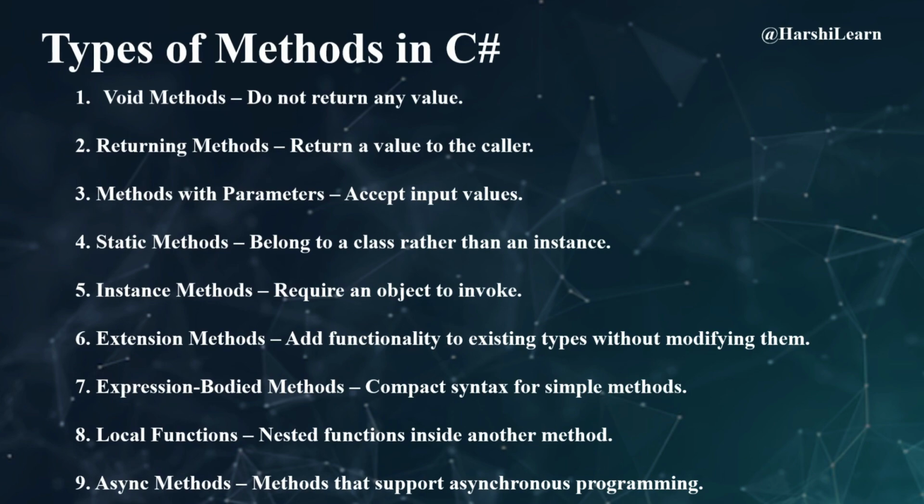And the next type is static methods. These belong to the class itself, not an instance. You don't need to create an object, you just call them using the class name. The next type is instance methods. These require an object of the class to run.